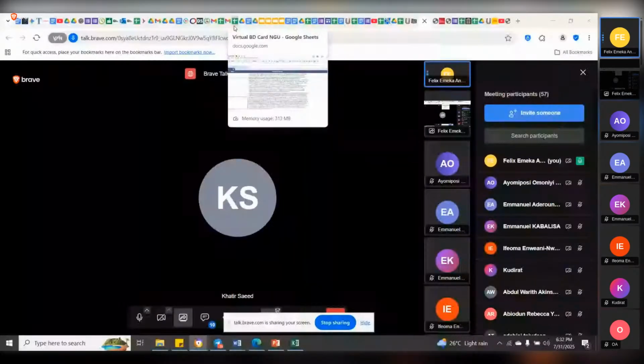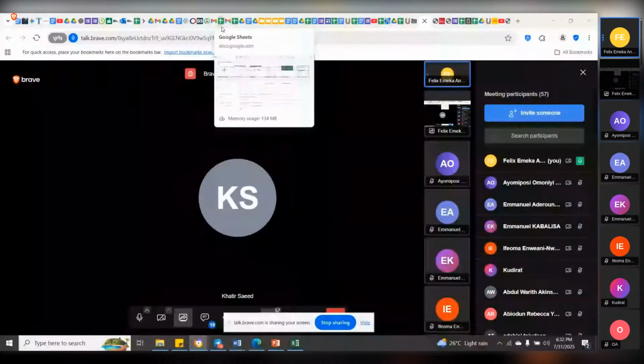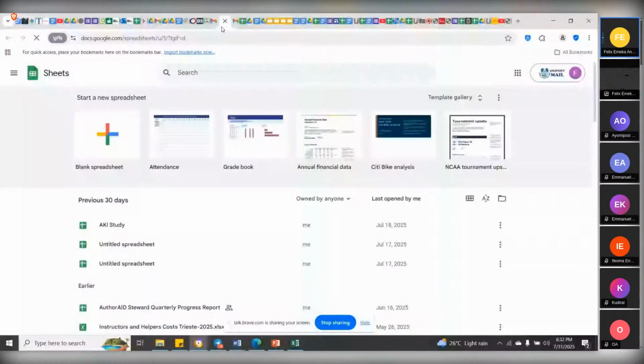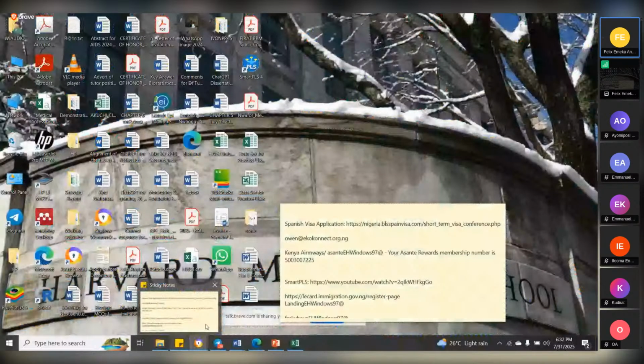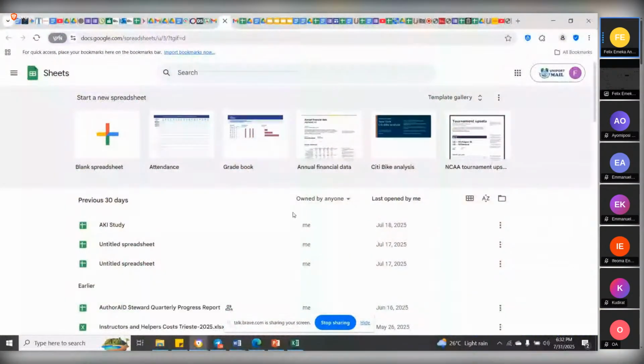So I'm showing us Google Sheets. Can you see my Google Sheets? So this is Google Sheets, like a spreadsheet, but in Google. Can you see it? Yes, you can.